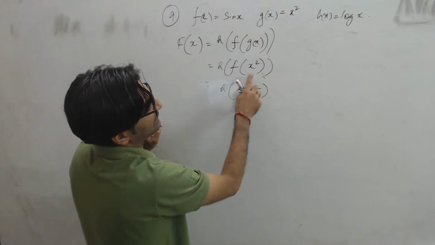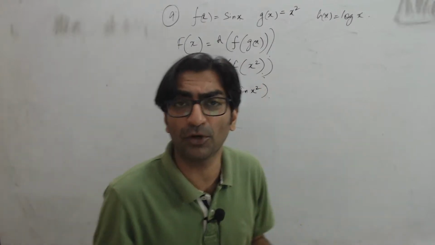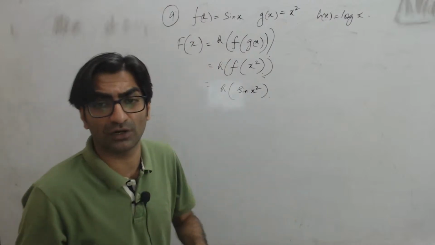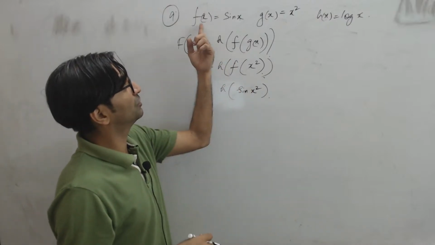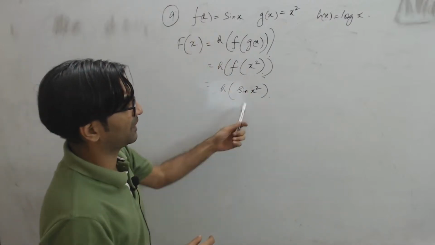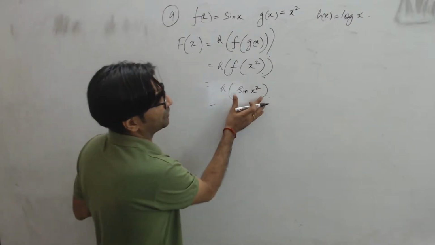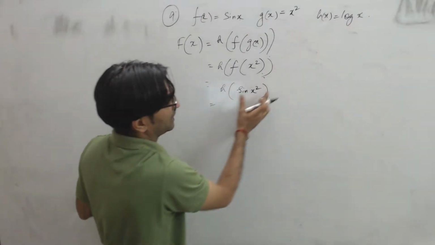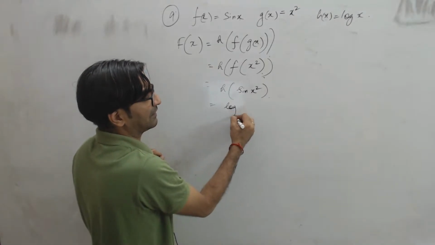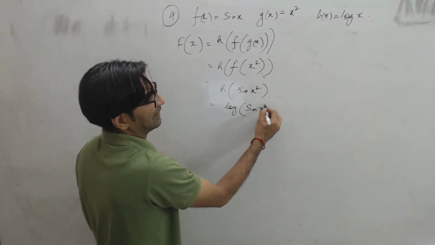Right? The idea is that whatever the input is, you substitute it in place of x, right? So you substitute x with x square and this becomes sin x square, and now I have h of this. H of x is log of x, so h of something else will be log of that. So this becomes log of sin x square.